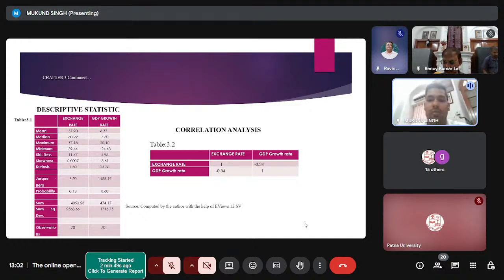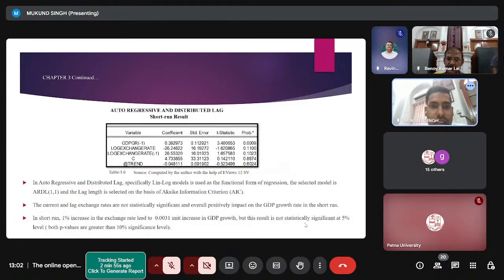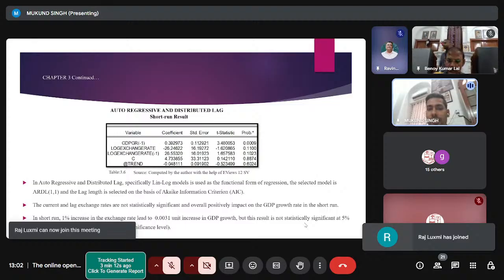The correlation value shows that there is a negative relationship between exchange rate and GDP growth rate. Now, with the help of unit root test, we found that the exchange rate is stationary at first difference and GDP growth is stationary at level. So we have applied ARDL model to find the coefficient of short run.